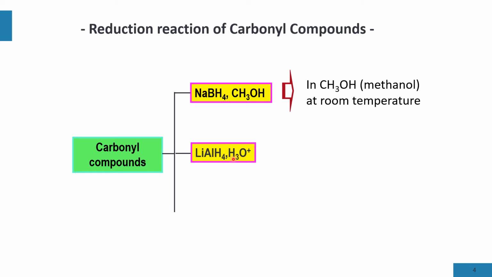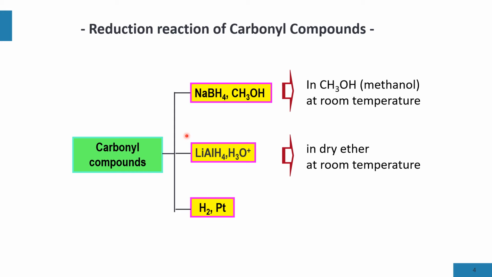Reduction using LiAlH4 is carried out in diethyl ether at room temperature. Aldehyde and ketones are most readily reduced with hydride reagent. Reduction of aldehyde and ketones uses two similar reducing agents, sodium borohydride and lithium aluminum hydride. Both reagents are sources of hydride ion, H-, which is a very powerful nucleophile.